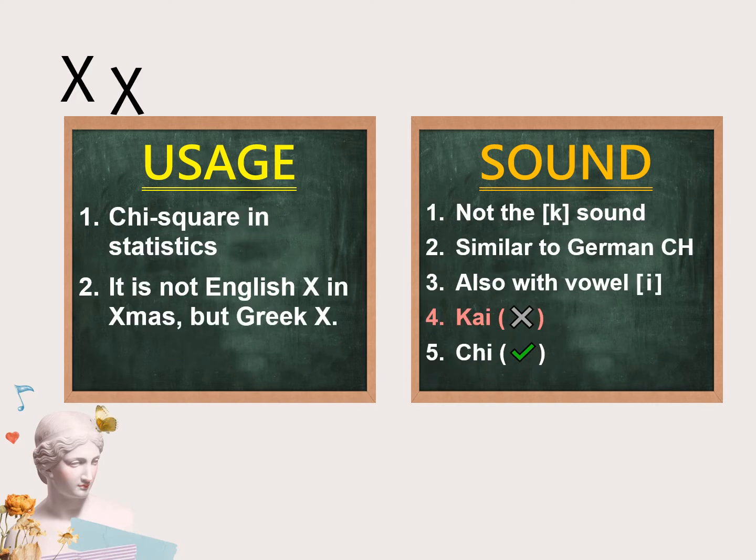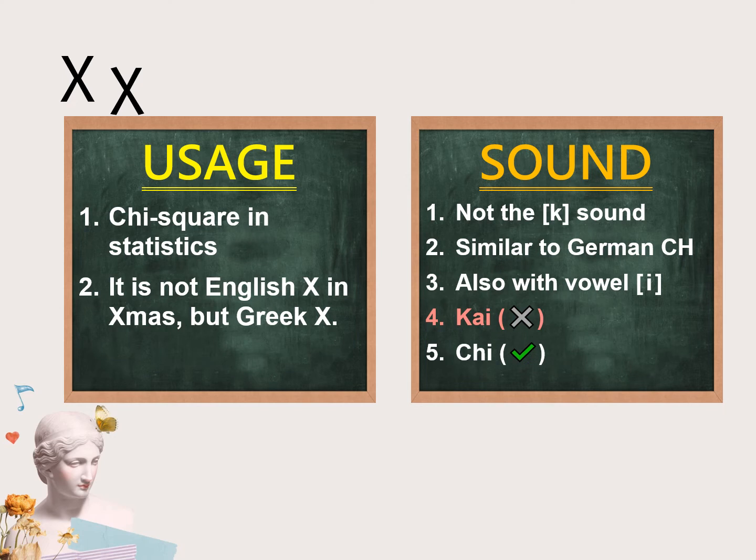If you know a bit about statistics, you might have heard of the chi-square distribution. The so-called chi looks like this in its Greek form. Surprisingly, the contraction for Christmas, Xmas, doesn't start with the English X, but this Greek letter, because it refers to Christos, meaning Jesus in Greek.